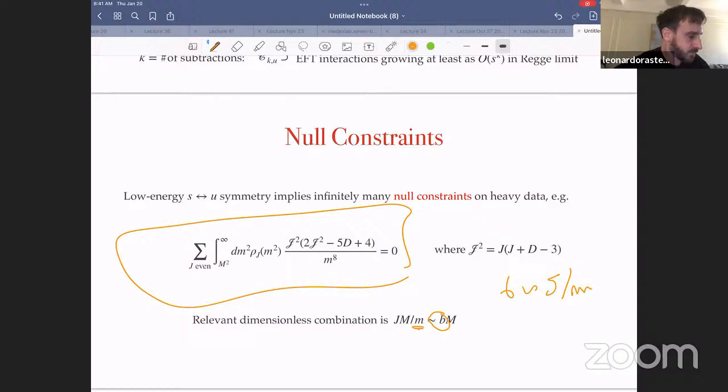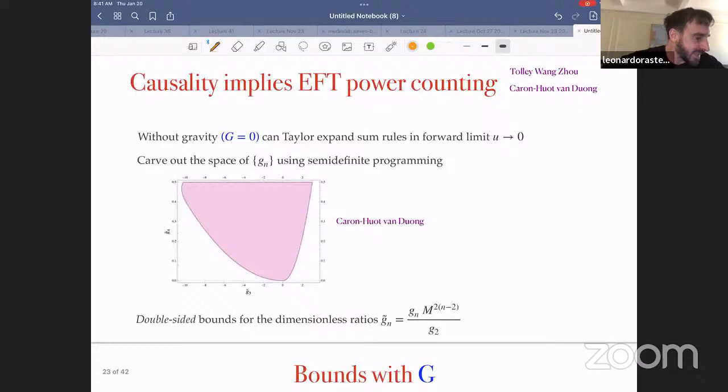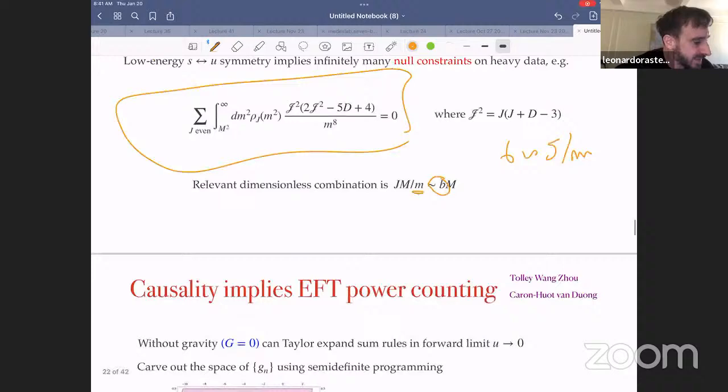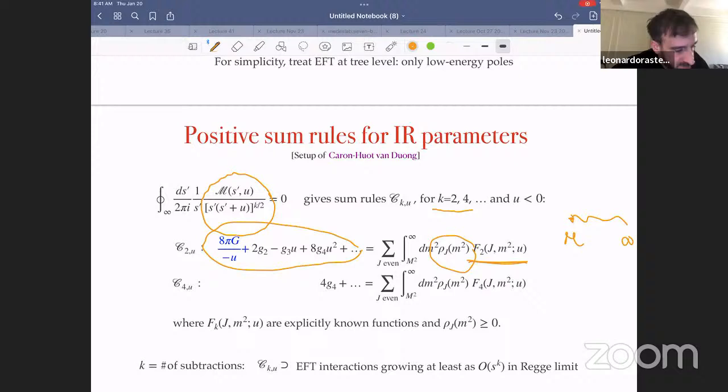Okay, so the very good news about this approach is that, given that we have definite signs on the right-hand side because rho is positive, this is very much in the framework that many of you are familiar with, the standard framework where we can constrain the low energy couplings using semi-definite methods. The simplest way to do this is to expand this in a Taylor expansion in the forward limit.